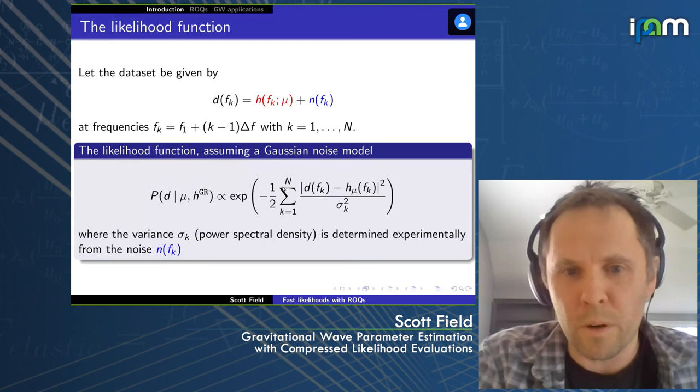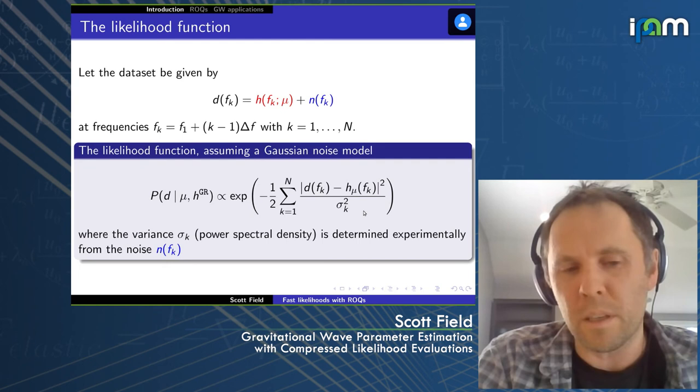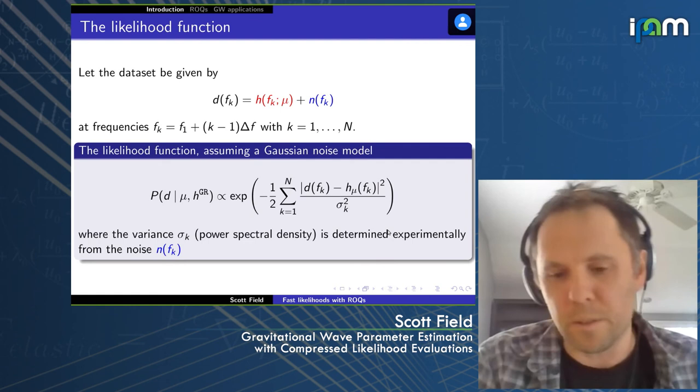The thing that's really costly is actually the term on the top, the numerator, which we'll be talking quite a bit about. And the denominator is some experimentally measured variance, the power spectral density, which comes from the detector's characteristics of the noise while it's observing over some time window.